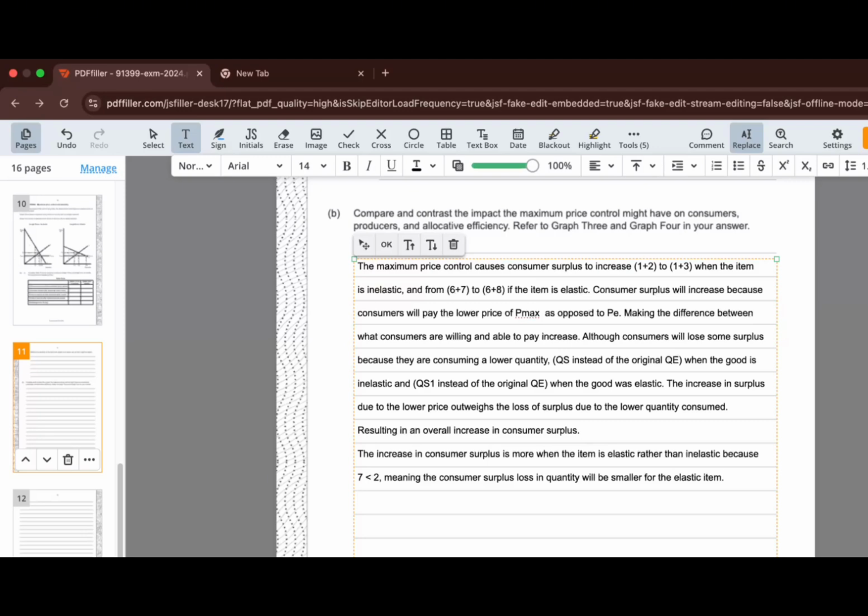Okay, so that's kind of what they're looking for in that consumer section, guys. Now we'll get onto our producers, and then finally we'll wrap it up with allocative efficiency.